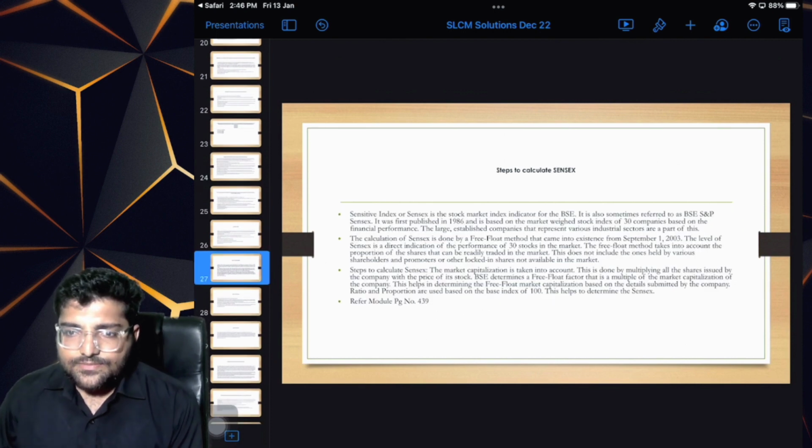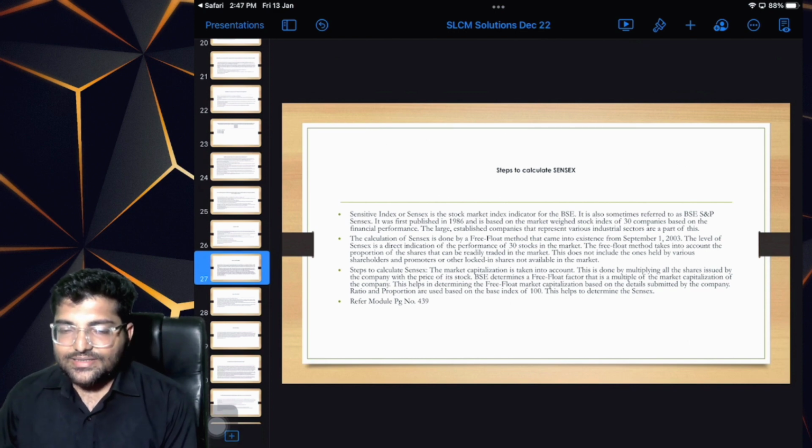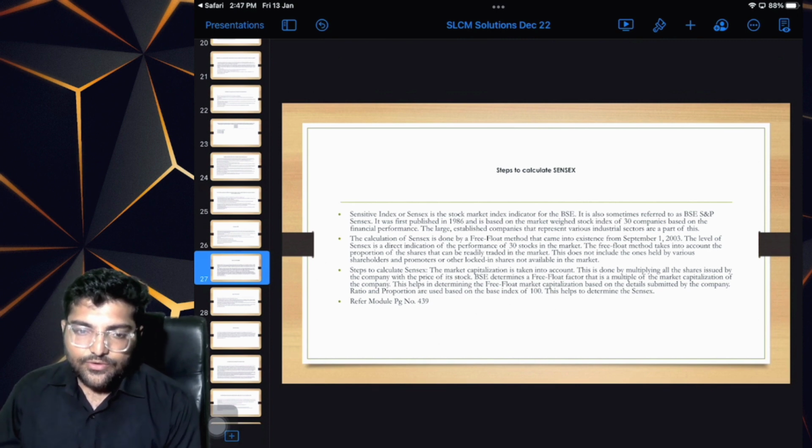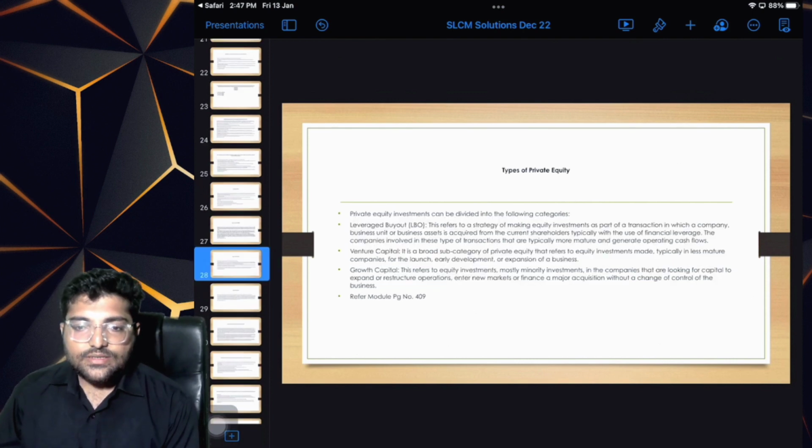And next is the steps to calculate the Sensex. You know that Sensex and Nifty are the indicators of the stock market. So yes, it is calculated on the basis of the free float method, on the basis of market capitalization. So you can refer to page 439 of the module, and you can surely answer this.